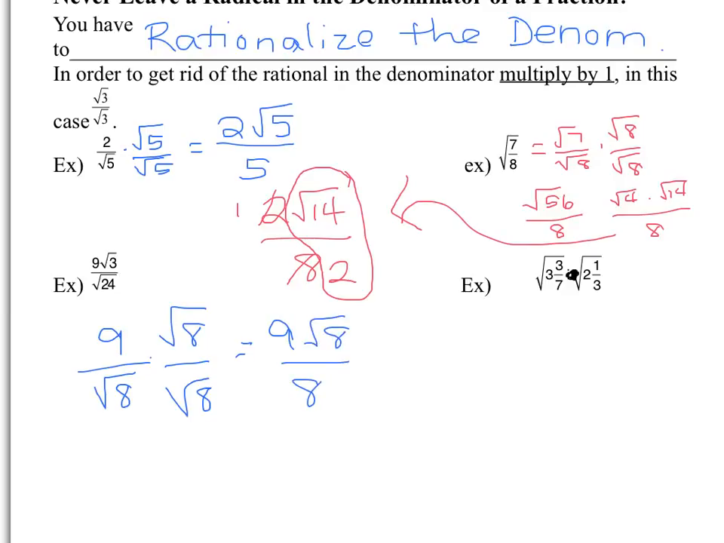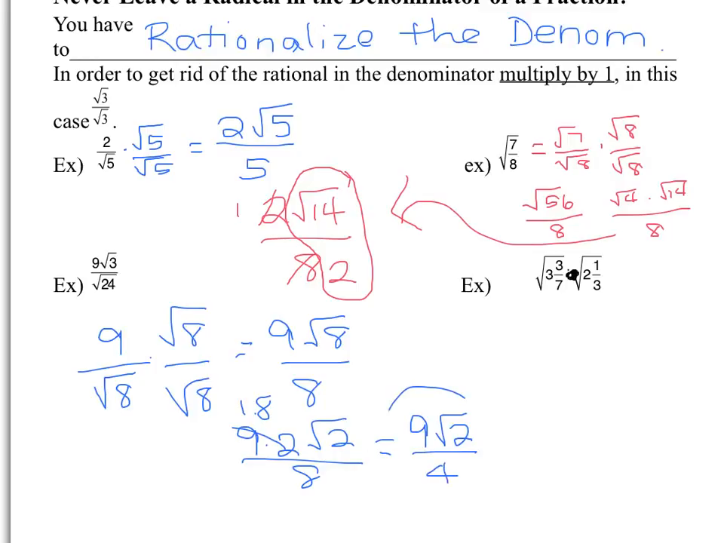All right, now I'm going to be careful because I know root 8 has a perfect square in it. 4 is a perfect square. I want us to do that in our head: root 8, you need to know, is 2 root 2. So I'm going to get 9 times 2 root 2 all over 8. And I see that 9 times 2 is 18. I am going to simplify the 18 and the 8, and I'm going to get 9 root 2 over 4.